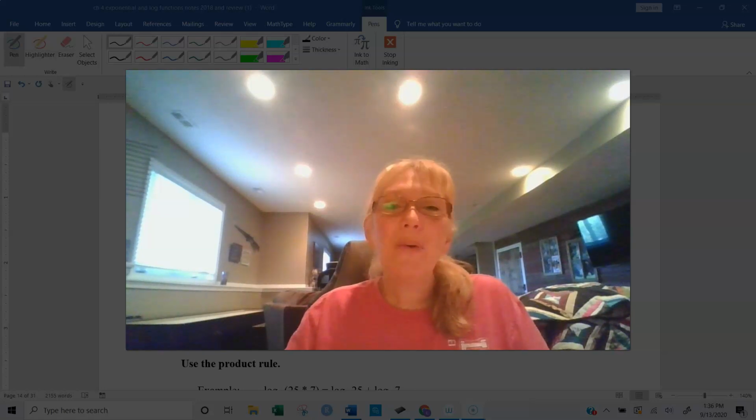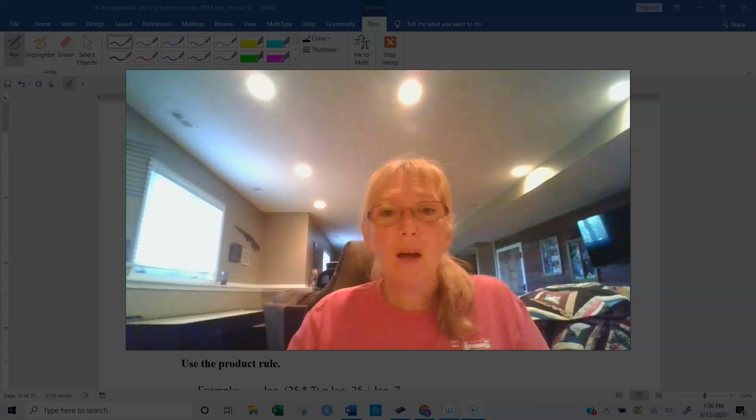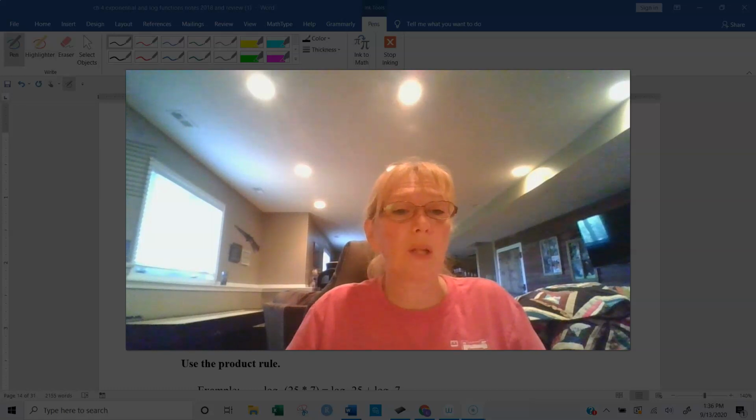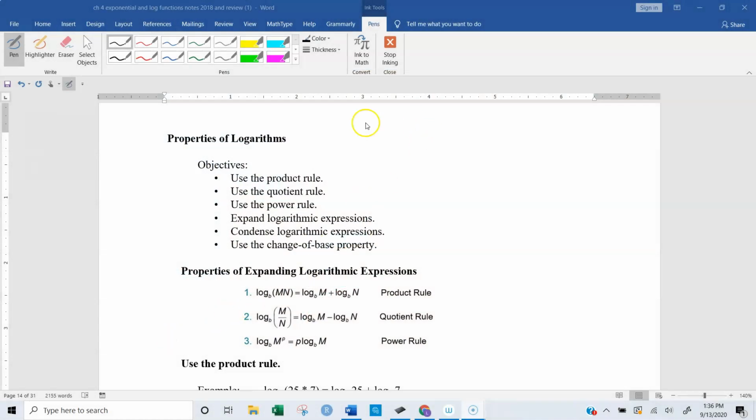Hi class. Today we're doing properties of logs. So we're not graphing today like we did on the last section. We are working with addition, subtraction, multiplication, and division. When do we actually do those things and what do they mean? Now remember, logs are exponents, so they follow the rules of exponents, not what we would normally do. So make sure you have your notes out on properties of logs, and let's go.